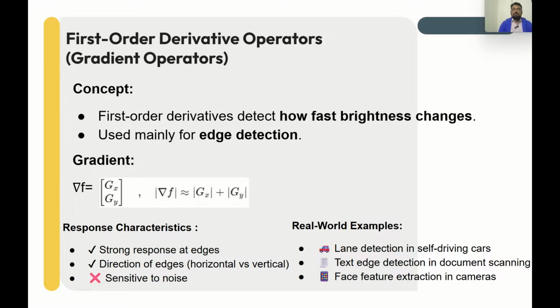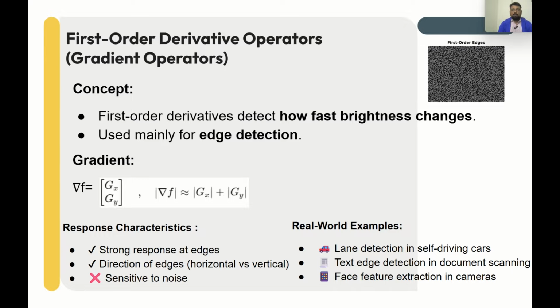Text edge detection in document scanning. If you scan a document, a circle is identified as an O by its edge. Face feature extraction in cameras: if you have a facial expression, that will also be identified. So first order edges will give you a result something like this. From the eyes you won't be able to see clearly, but in the complete structure, it's giving you the highlighted circle.